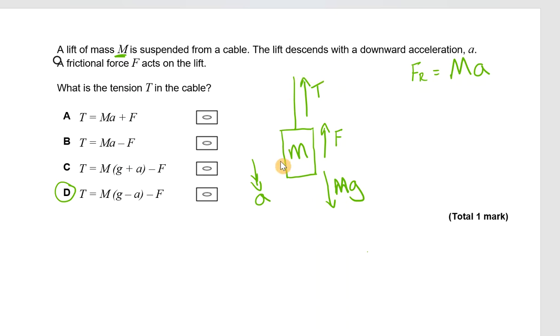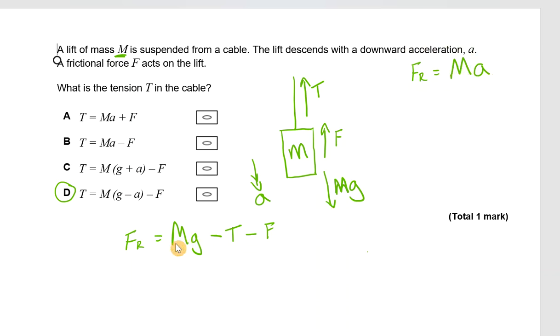So I could take all these forces and I could again find the resultant force just by looking at what these forces are. And I could say the resultant force on the lift is going to be equal to its weight downwards less the tension pulling it upwards, and also take away the frictional force acting upwards. So I've got two equations now for resultant force.